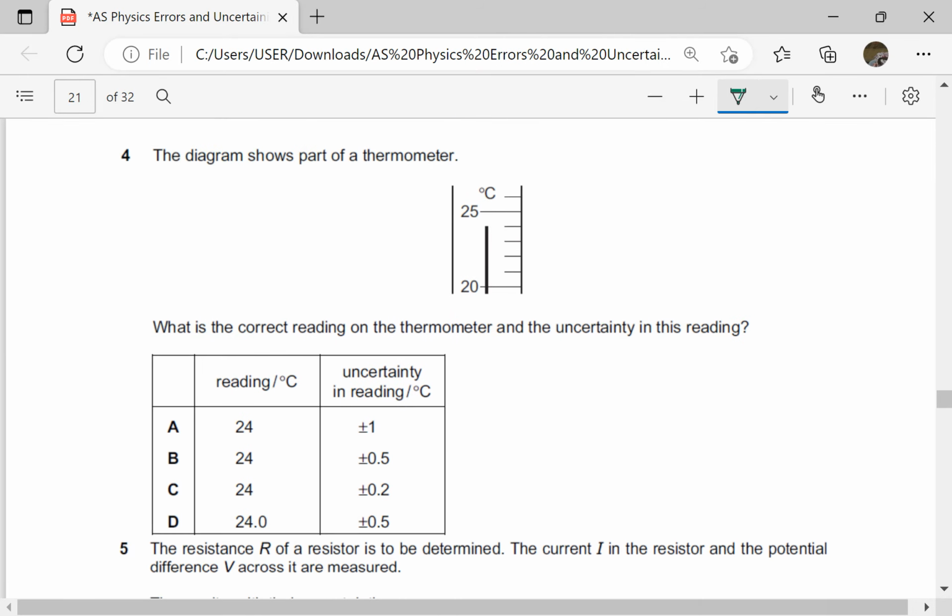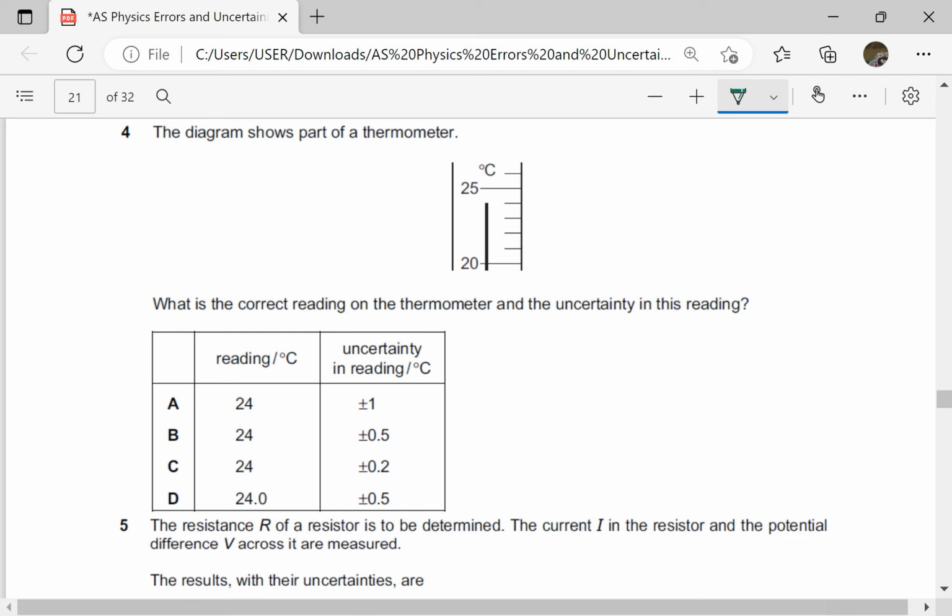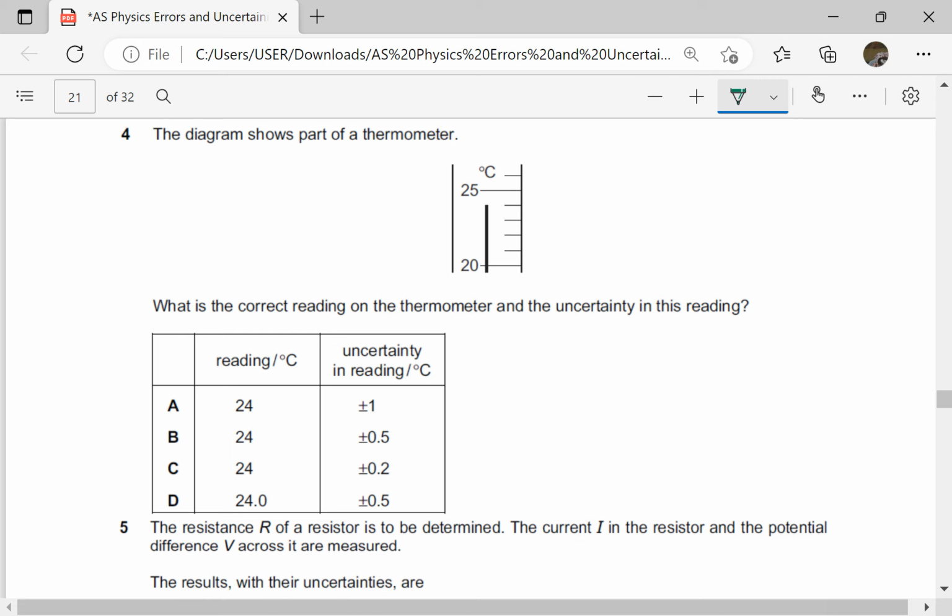The diagram shows part of the thermometer. What is the correct reading on the thermometer and the uncertainty in this reading? So this is the reading. The scale here is 21, 22, 23, 24. So this is 24 degrees Celsius. We can estimate to half a division. Each division is 1 degree Celsius, so divide by 2, that is 0.5 degrees Celsius. So this is automatically going to be 24.0 plus or minus 0.5 degrees Celsius. So the answer is D.